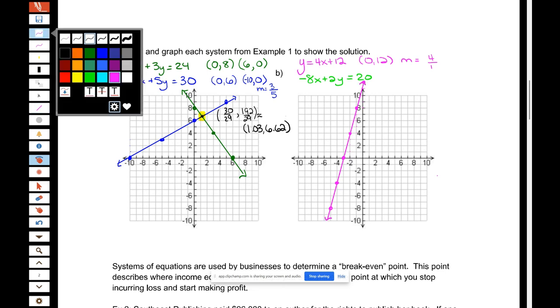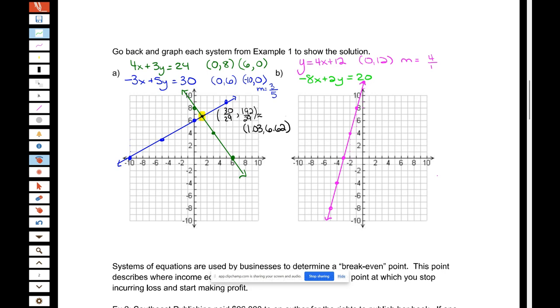Now let's do the green one. This one's in standard form. The y-intercept, if I put in 0 for the x right here and solve, I get 10. So I put in 0 for the x, graph the y, and get 10. So here's the y-intercept. My slope is the opposite of the a number over the b number, which is also 4. So 1, 2, 3, 4 over 1.